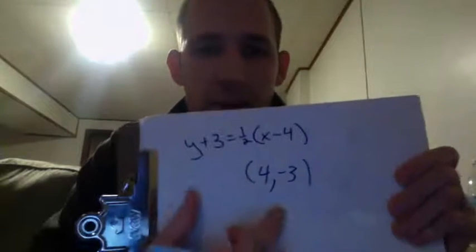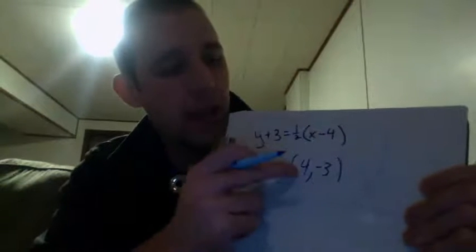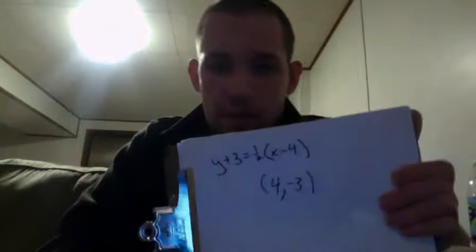That's a single point. It's not two separate points, it's one point. So it's 4 for the x and -3, again the opposite, for the y. Then you'd go from there, you'd go up 1 over 2 because that was the slope.